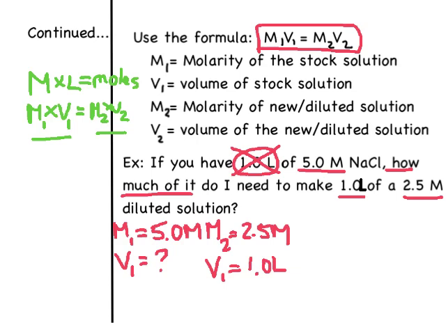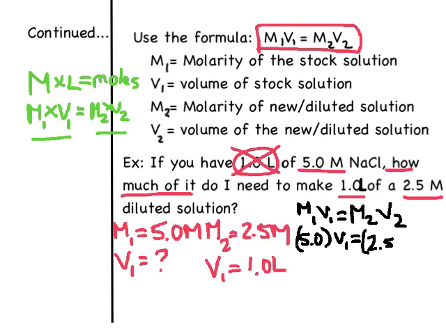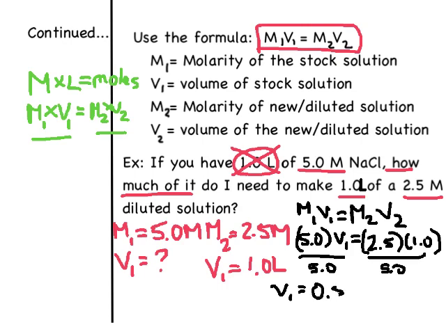Now let's put them into our equation. Remember, our equation is M1 times V1 equals M2 times V2. So we have the molarity of the first one, 5.0, and remember, we're trying to figure out how much volume of that we need. And then our ending molarity is 2.5, and we need 1.0 liters of that. So when we do this math, we'll divide this side by 5, this side by 5. So we're going to have 2.5 divided by 5, which is 0.50 liters.